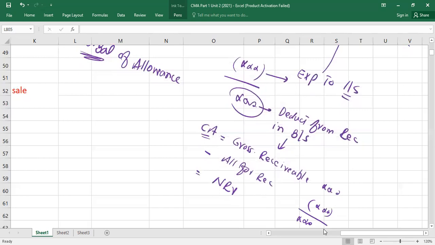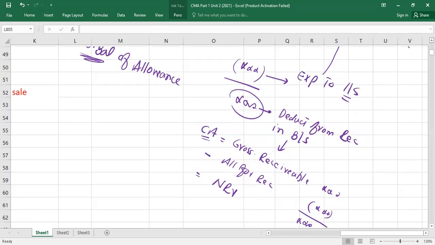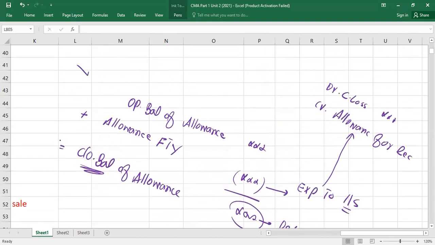Understood? Regardless of whatever approach you will follow, because I didn't start the approaches yet. I will start now. So these are the two things I told you. Number one, complete the equation, which is opening allowance plus allowance for the period is equal to closing allowance. Allowance for the period will be taken as expense to the income statement, and closing allowance you will deduct from the balance sheet. Right? Now we are going to work with the first income statement approach, because there are two methods. And whether you use income statement or balance sheet, you have to complete these two things. Clear? So here we go.